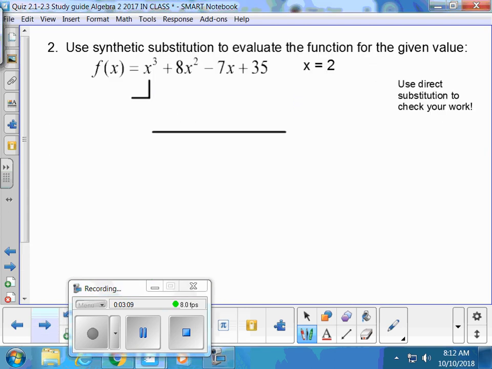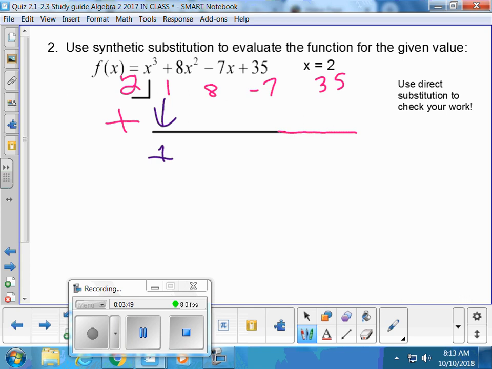Alright, synthetic substitutions, my favorite. Make sure you're showing your work nice and neatly and circling that answer so I can find it. You're going to put your 2 out here. That's the number you're going to be substituting in. My setup would be a 1 for my x cubed term, an 8 for my x squared term, a -7 for my x term, and a 35 for my constant term. The hardest thing for people is including those negatives, so make sure your 7 is a negative, and also remembering how to start. I've seen people start these incorrectly. You want to take this 1 and drop it. If you don't drop your 1, your calculations will probably be messed up in the end.